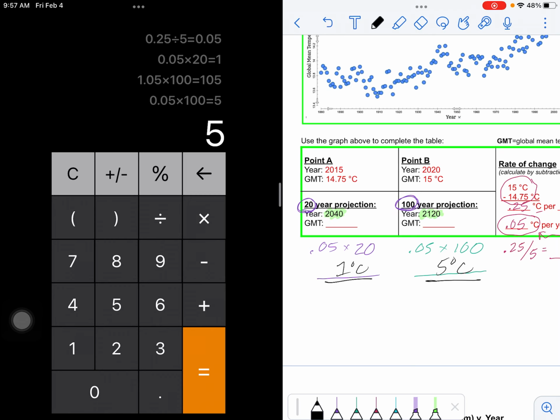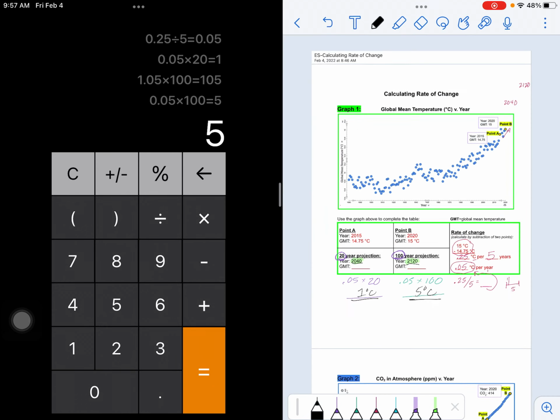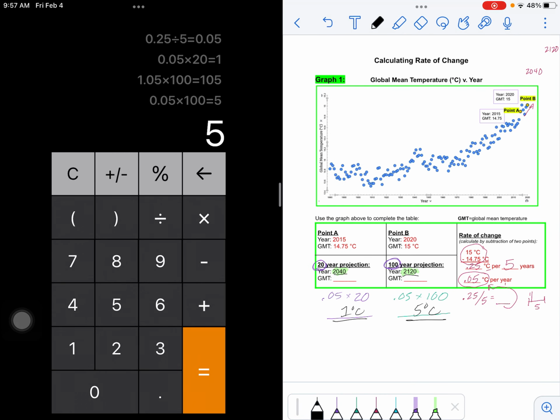But what I want here is what will the value be in each of those years. So thinking about my graph, my current 2020, in 2040, it will be 1 more degree, right? And then in 2125, it will be 5 more degrees. So I want to make sure I'm not putting just this as my answer, but I have to add that to my current value.